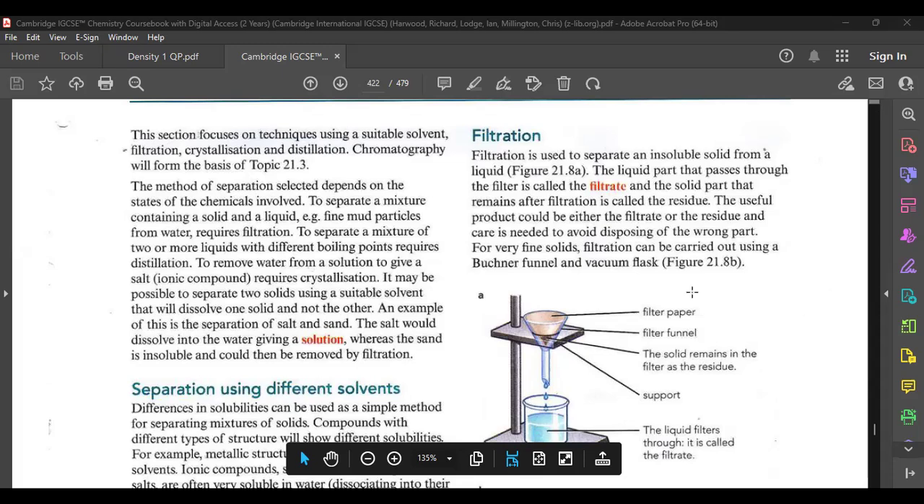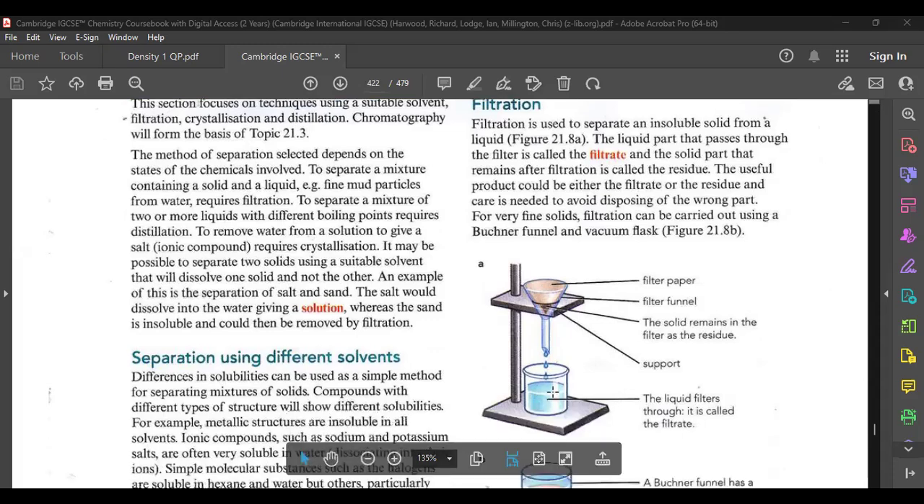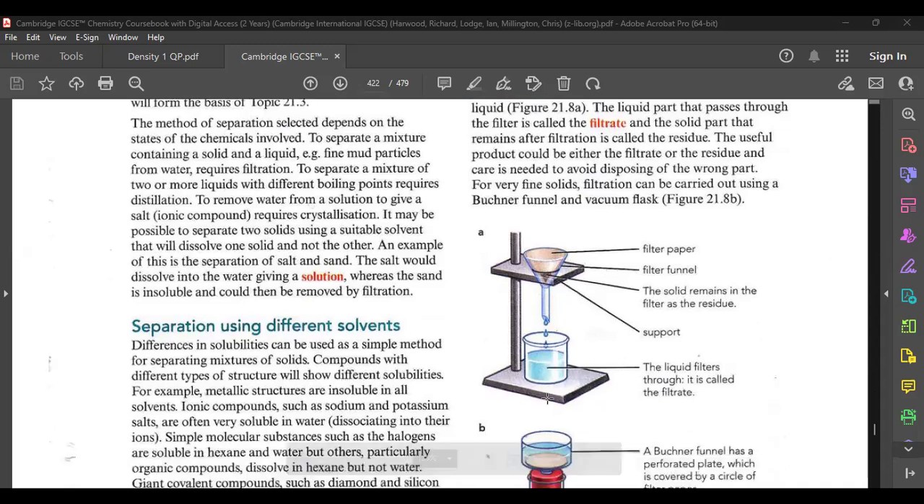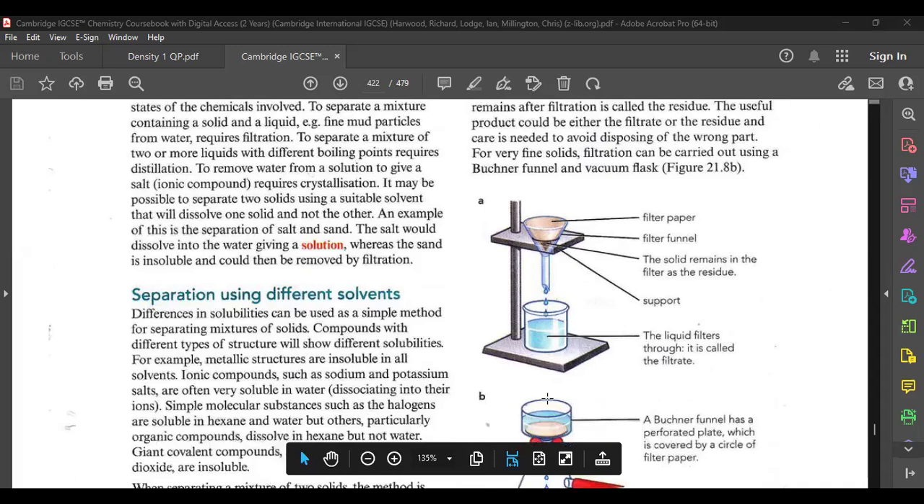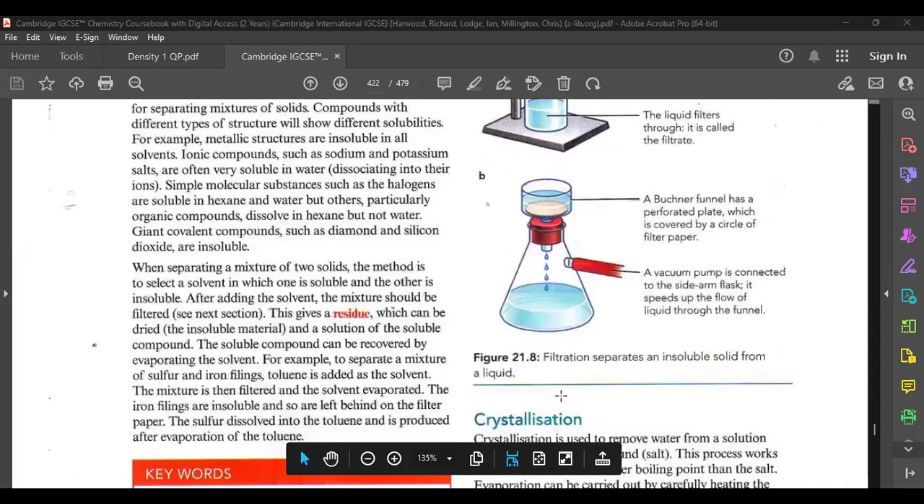is a filter paper, a filter funnel, and a beaker to collect the pure liquid. So what would happen here? The liquid is passed through this funnel after passing through the filter paper, and what is retained on the filter paper is called the residue, and this is called the filtrate. Filtrate is the pure liquid that is collected after filtration has been done.